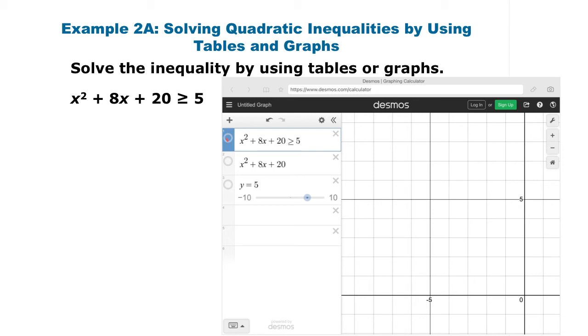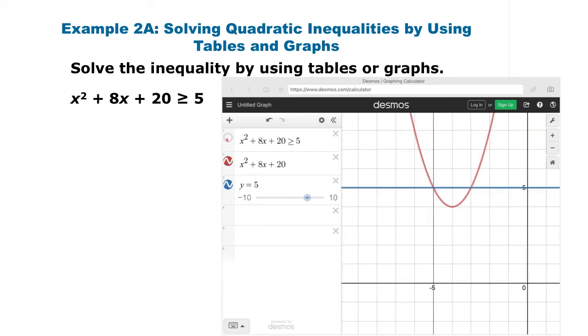seen. So if you just graph the quadratic part right here without the greater than or equal to 5, and then I'm going to graph y equals 5 so that I can see what's going on here. Then you notice that everything right here has y values greater than 5, and everything right here has y values greater than 5. So these points right here become really important.